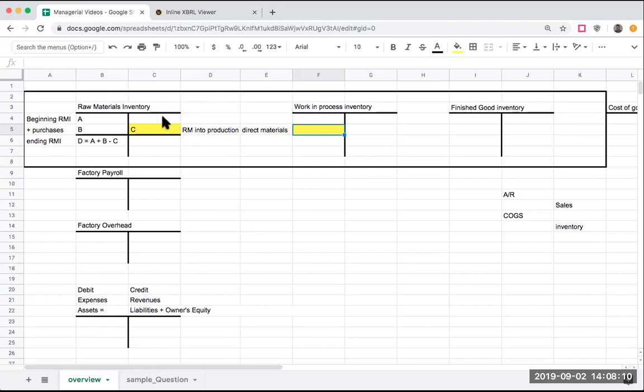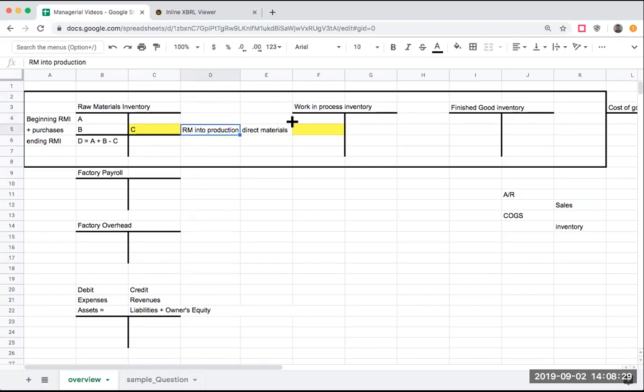Some of you might be working on a problem that has something called indirect materials. I'm going to look at that in a future video, which is my job order costing video, so that's where you'll want to take a look at that one.